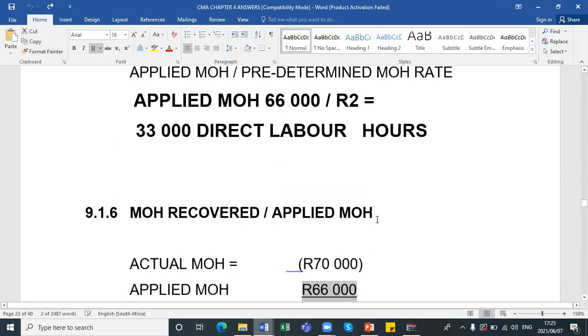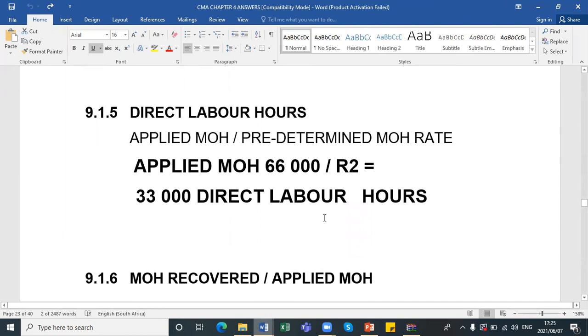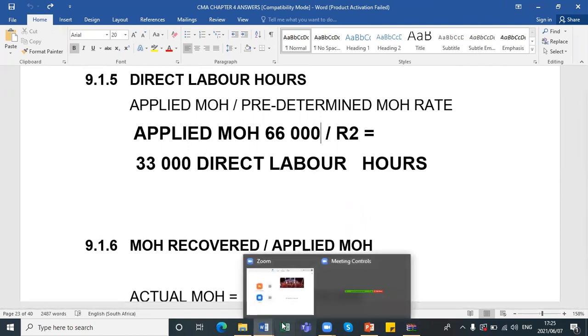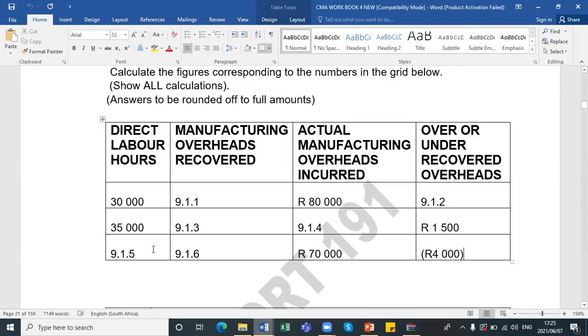I now can work out 9.1.5, which is my applied overheads of 66 and my predetermined rate of R2. And therefore I get 33,000 labor hours, which is over there.